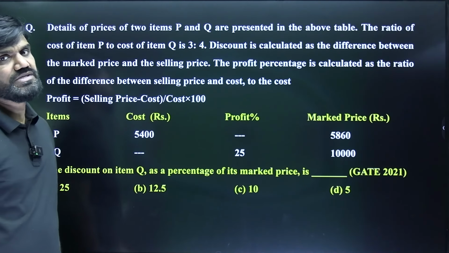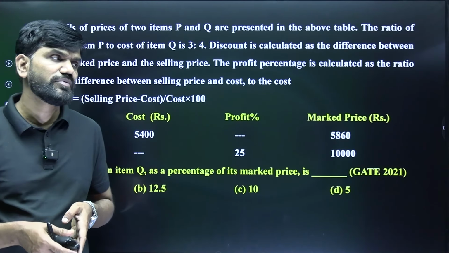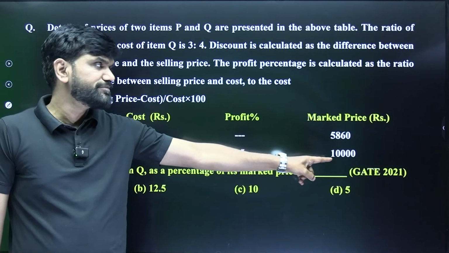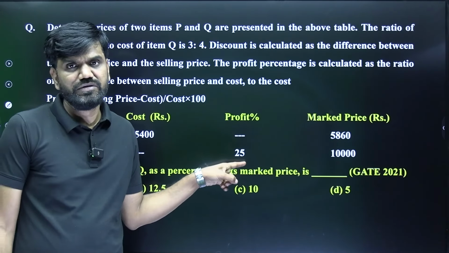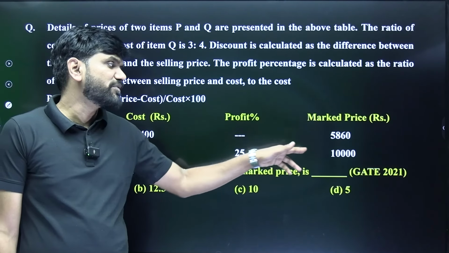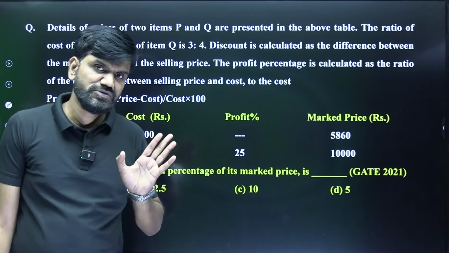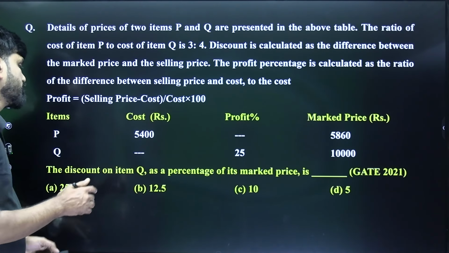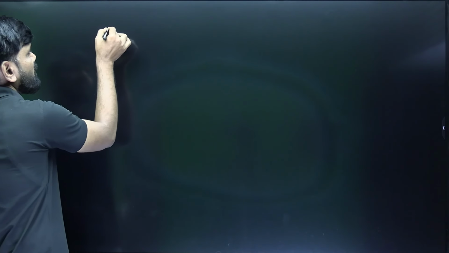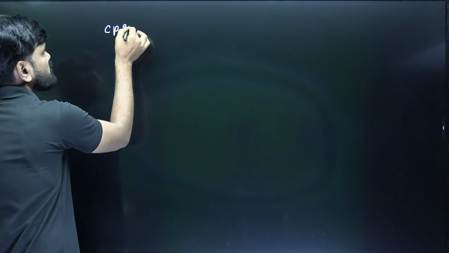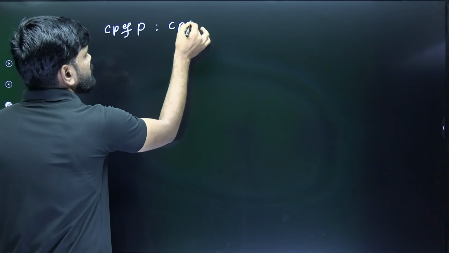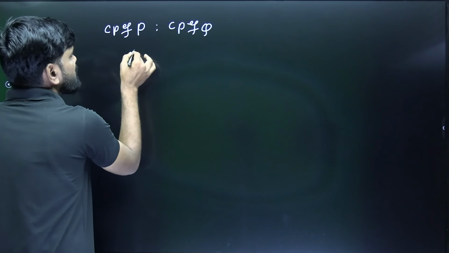So what is the discount percent they are asking? Now to get the discount percent, you should know market price and selling price. We know the market price of item Q here, and the profit percent I know. If I know cost price, I can get the selling price of item Q. With the help of that, I can get the discount percent. So what do we do? Cost price of P is to cost price of Q, given as 3:4.